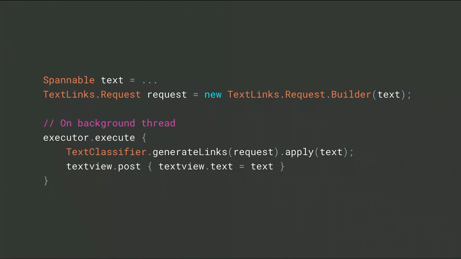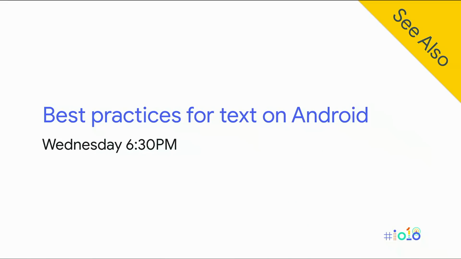It takes a little bit potentially longer, so you do this off-thread. So you would basically generate the links off-thread and then set it on your text view later using code similar to this. There's a text talk on Wednesday evening, so please go to that for more details about all of this as well as more.